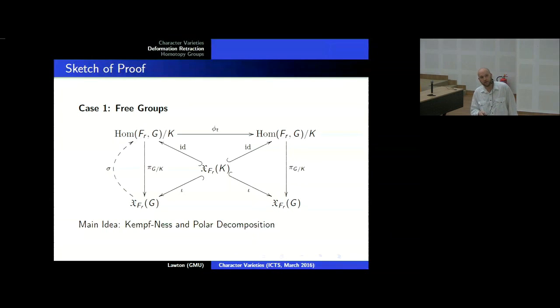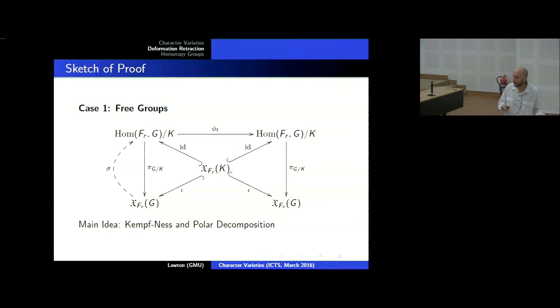And then Richardson and Slowdy showed it also works for real reductive groups. So basically, this is what I call a Kemp-Ness section. You're defining a set whose quotient is homeomorphic to this quotient, but it's only up to K equivalence. And then at the end of the day, you just go up, over, down, and that's your deformation retraction.